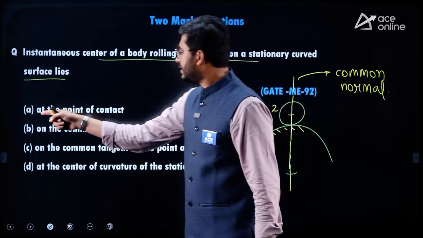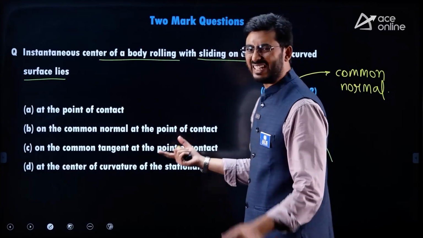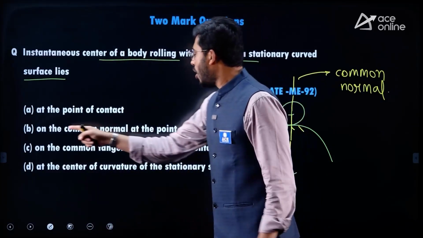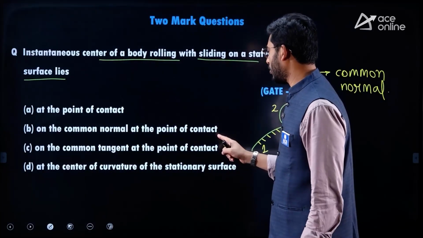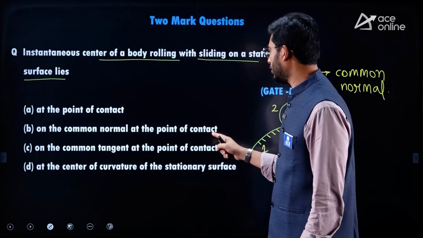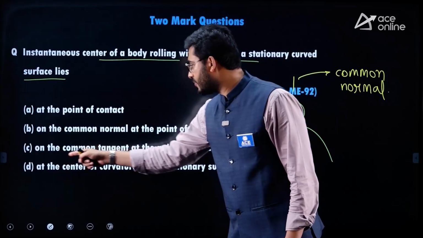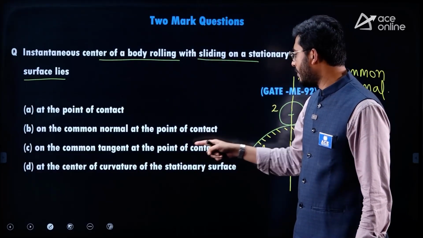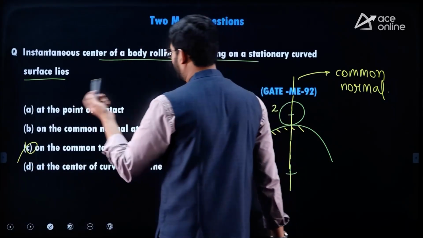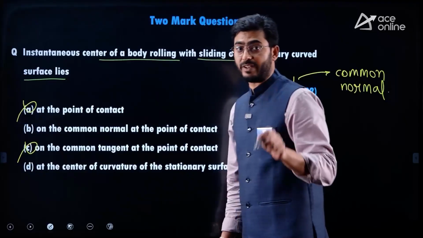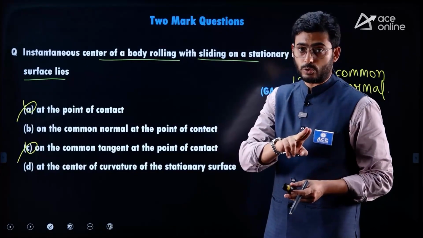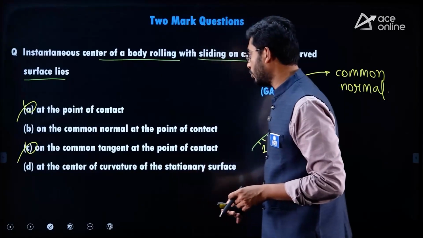Okay, let's check. At the point of contact, yes, if it is a case of rolling motion, but it is not the rolling motion. Next, on the common normal at the point of contact. Even here also it says at the common normal at the point of contact. Okay, let's check option C. It says at the common tangent at the point of contact. Definitely this has to be discarded, and even option A needs to be discarded because it is going to be there when the motion is pure rolling.